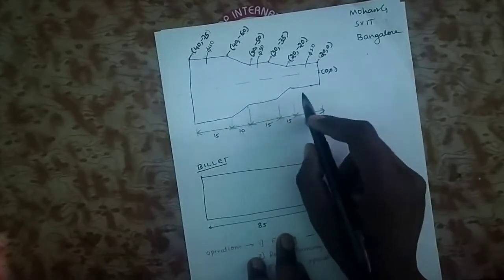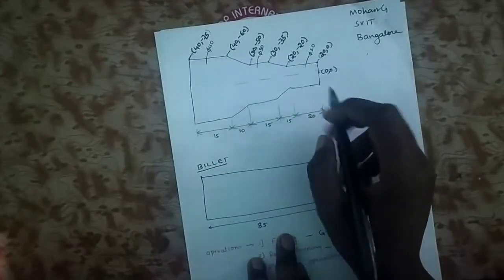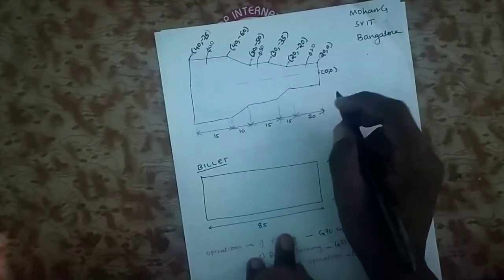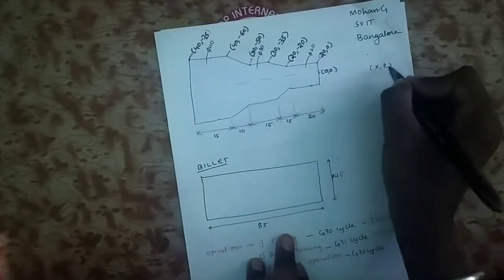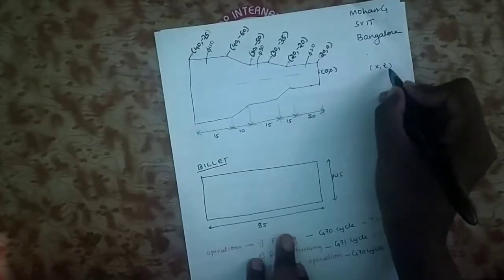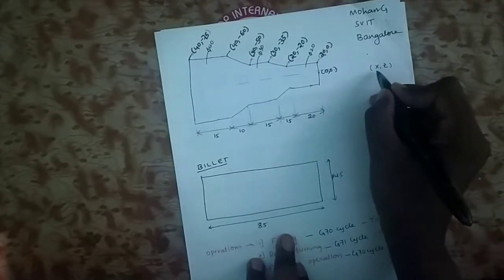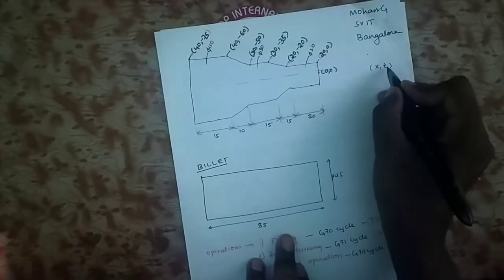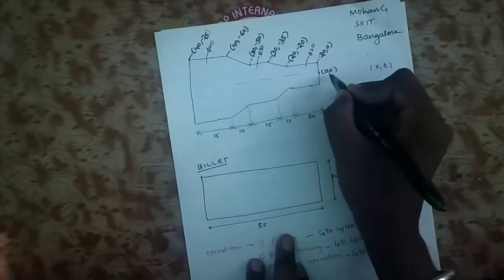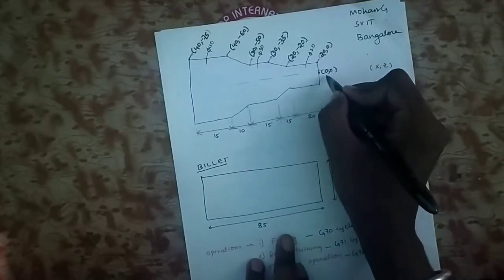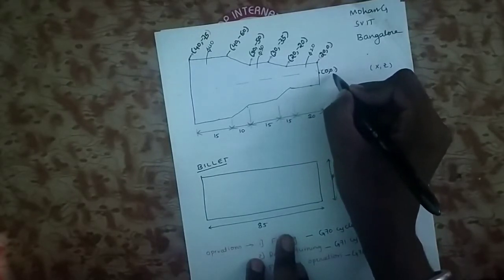The first step is we have to write the coordinates. In turning, the coordinates are x comma z, where x is diameter and z is length. X is always diameter and z is length. Okay, now let me write the coordinates. At this point, the coordinates are 0, 0. The x value is 0 and z value is 0.